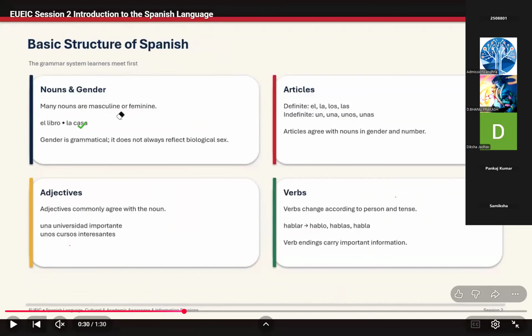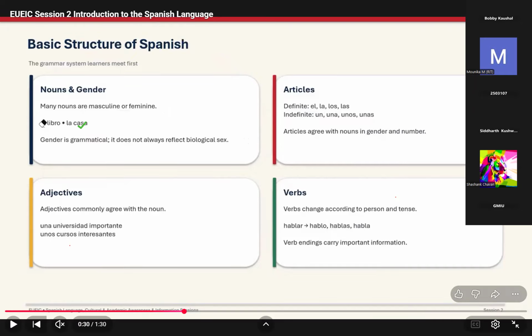So the basic structure of Spanish is a grammar system. It is in a bunch of other languages as well. You have nouns and gender, articles, adjectives, verbs. All languages have these aspects of grammar, and together they form a grammar system. Here you have genders like masculine or feminine. Even in Hindi and languages like Marathi, you have masculine and feminine gender as well, so it's very similar to that.